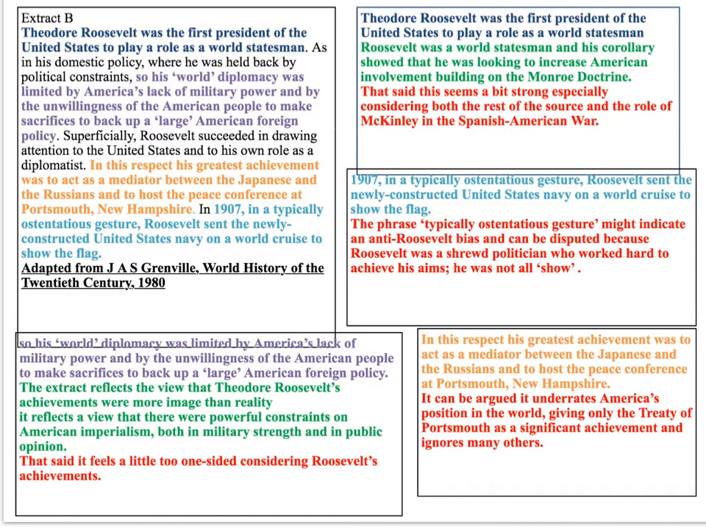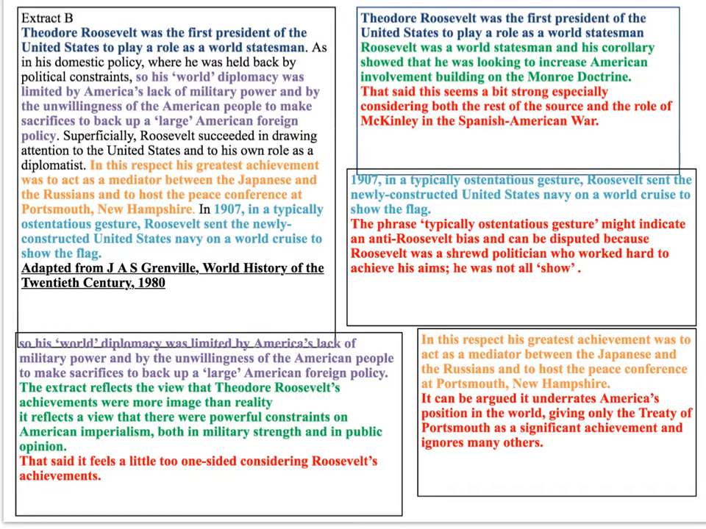And then his greatest achievement was to act as a mediator between the Japanese and Russians and to host a peace conference at Portsmouth. But it underrates America's position in the world, giving only the Treaty of Portsmouth as a significant achievement and ignores many others. Again, that's straight from the mark scheme. So you can see that by picking one of them as his greatest achievements and not mentioning any others, perhaps it's a bit too one-sided.